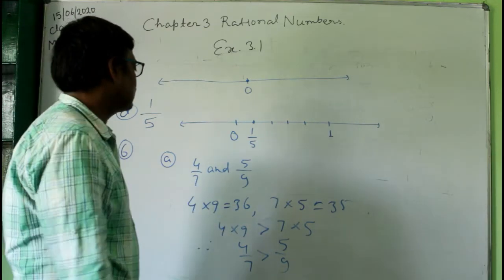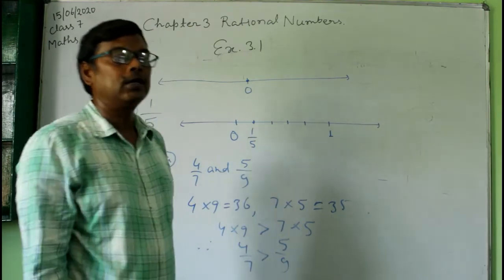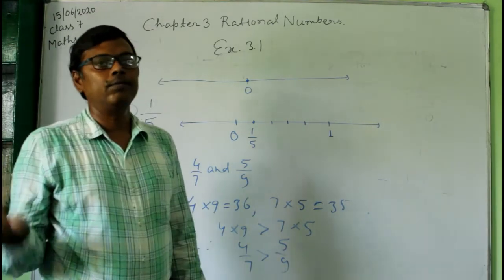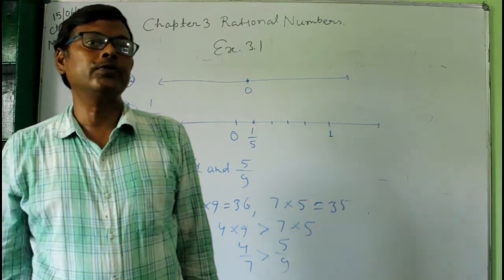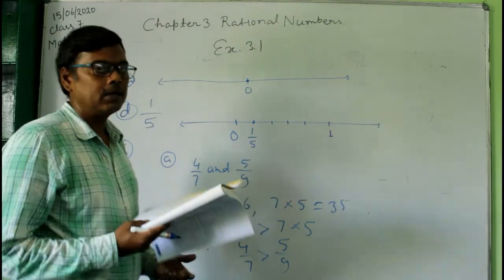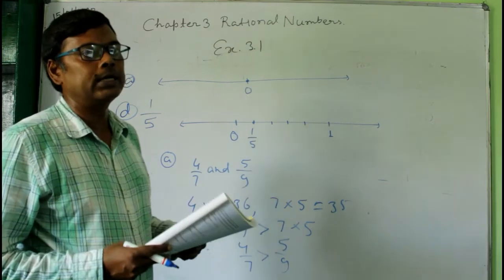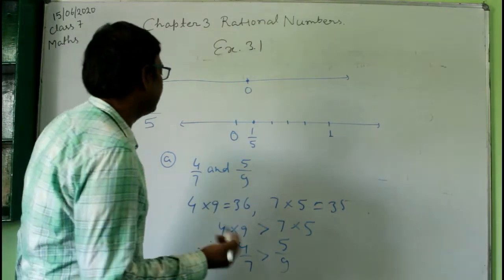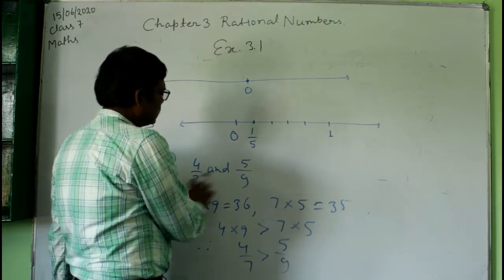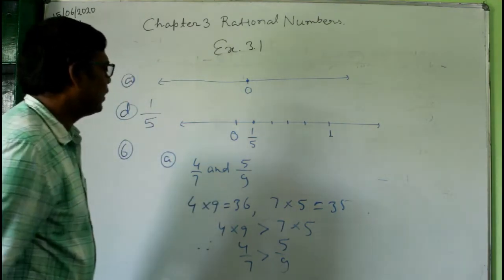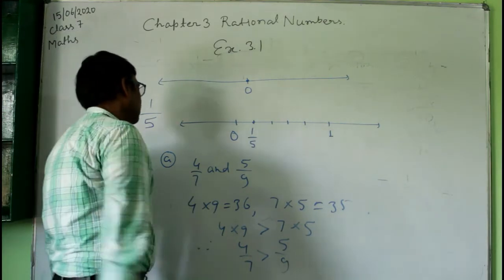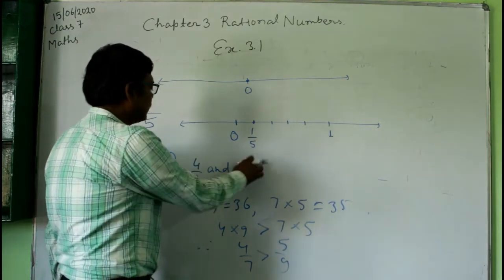there are two rational numbers and one is positive and the other is negative, then obviously the negative rational number is always less than the positive rational number. But when both are positive or both are negative, then we have to use this method, or we can also use another method. For example, you will express both of them as equivalent fractions, or you can say like fractions. So here it is 4 by 7, this is 5 by 9 here.